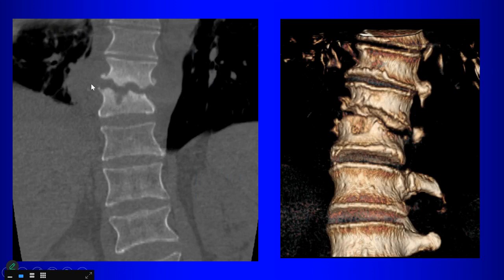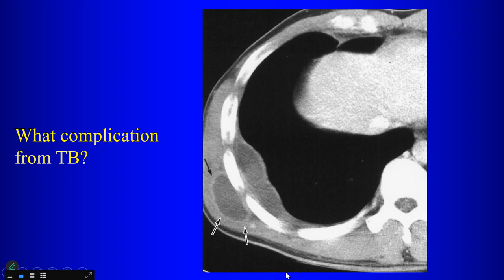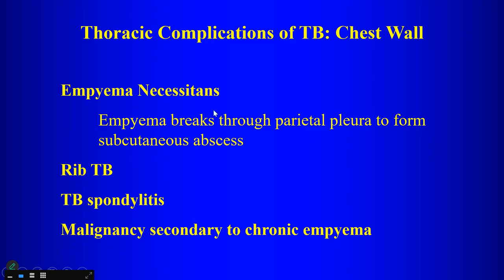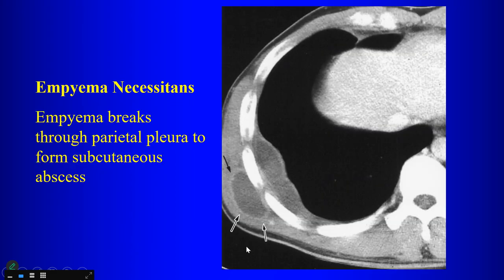And here's the reformatted view showing you discitis, paraspinal abscess. Okay? What complication of TB is illustrated here? Empyema necessitans. Yes, so this is empyema that breaks through the chest wall. That's called empyema necessitans. So these are all the thoracic complications that might involve the chest wall associated with tuberculosis. Empyema necessitans, if empyema breaks through the chest wall.